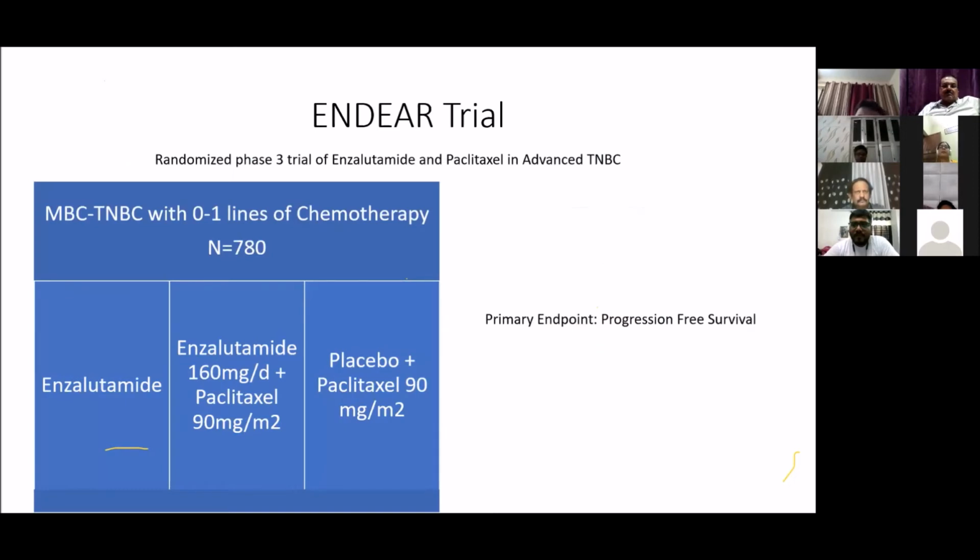Now, this is a phase 3 trial recruiting at present. It's a 3-arm study: enzalutamide plus paclitaxel, and placebo plus paclitaxel. Primary endpoint is progression-free survival. The results are still awaited.